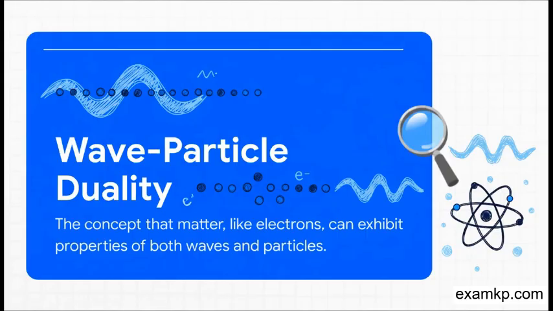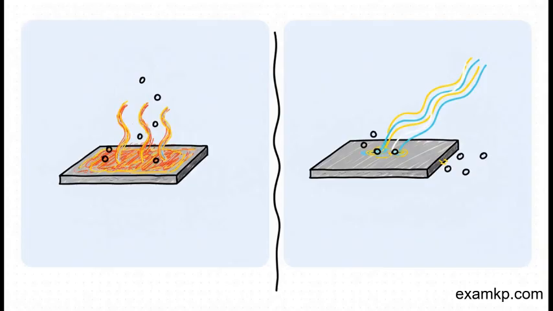Now that we've gone through the history of the models, let's look at a few other key ideas about energy, electrons, and light. Pay close attention here because these are concepts the examiners absolutely love to ask about. Okay, this next one might bend your brain a little bit, but it's so important.